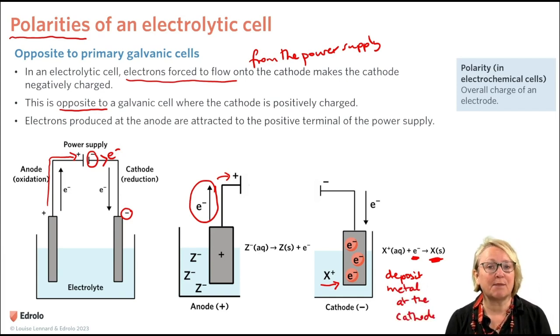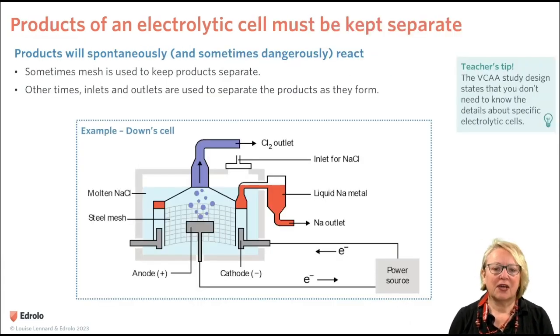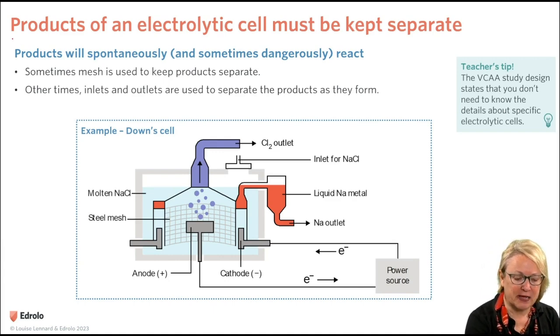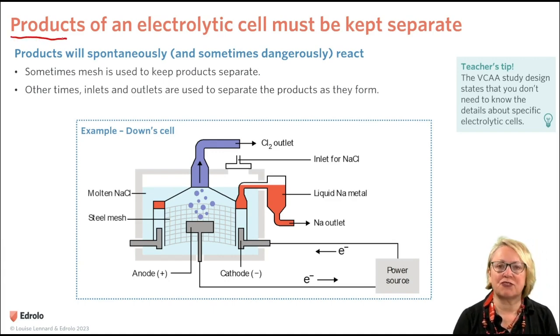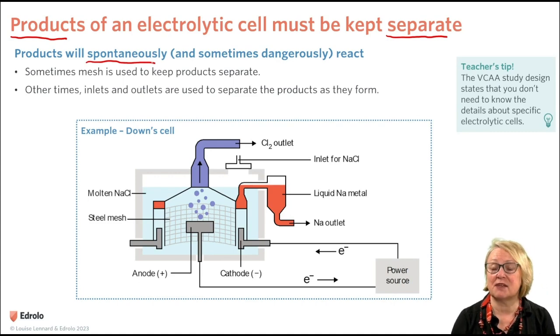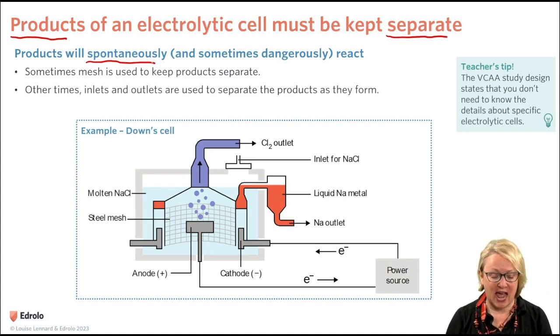Polarity, when we're talking about cells, is the overall charge of an electrode. In a galvanic cell, the cell is divided into two separate half cells. But in an electrolytic cell, both electrodes are immersed in the electrolyte. What we need to do in an electrolytic cell is keep the products separate, because the products will spontaneously and sometimes even dangerously react.